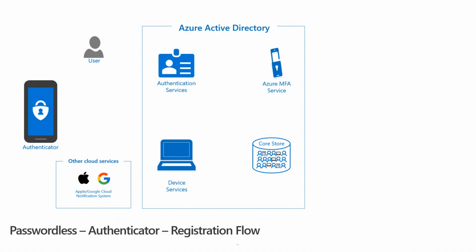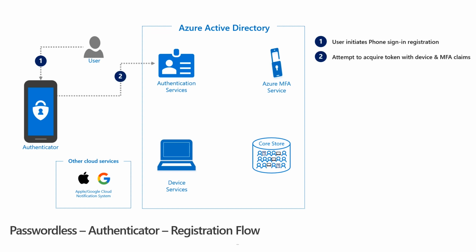Before the user registers for passwordless sign-in with Microsoft Authenticator, there are certain prerequisites they should be aware of to enable this feature. They will need to set up a device PIN or biometric gesture on their mobile device. They will also need to ensure that the device meets the minimum requirements for OS and hardware capabilities. When the user enables phone sign-in on the Authenticator app, the Authenticator will first attempt to acquire a token with device and MFA claims from authentication services within Azure AD. This is the service responsible for handling all of the authentications within Azure AD.